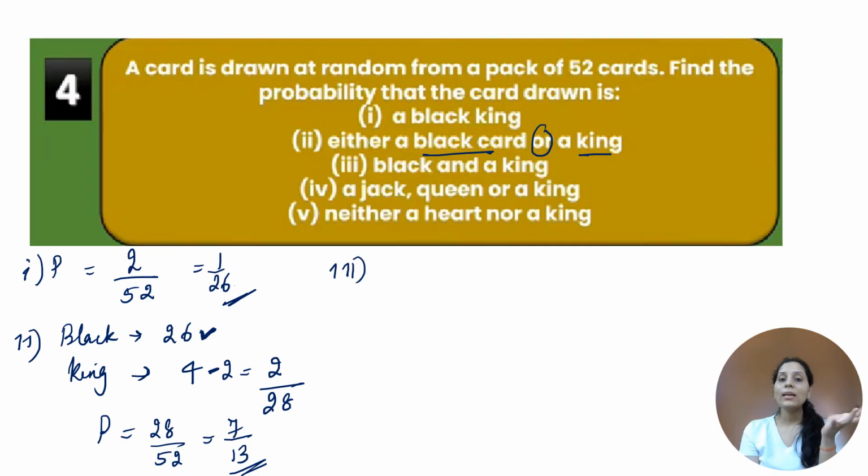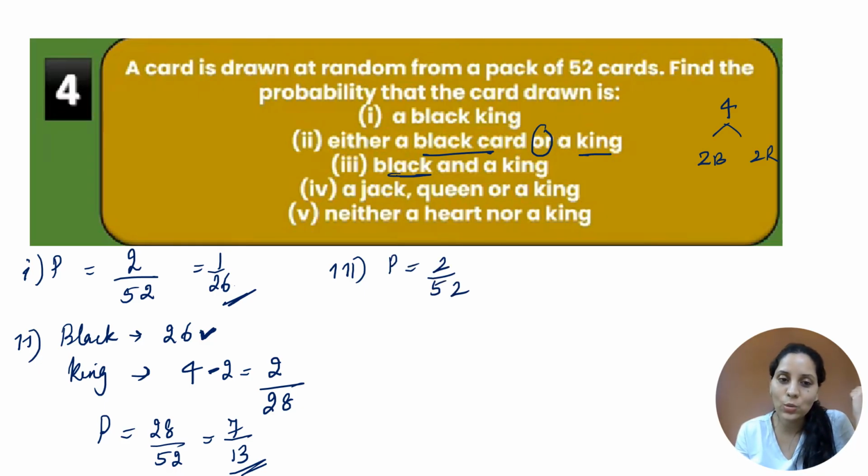Next one. Black and a king. So what do you mean by and a king? And means the mutual. What is common in both? It should be a black card and it should be a king. Firstly, you have 4 kings, out of which 2 are black, 2 are red. So you are only looking for black king, so which is 2. So probability is 2 by 52, again 1 by 26.